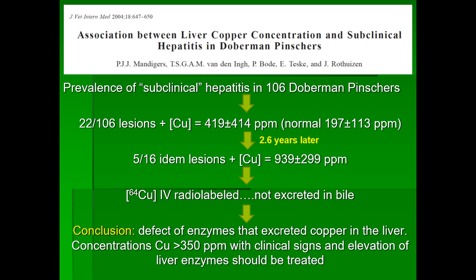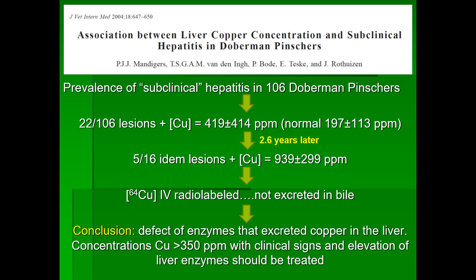After 2 years, 16 of those 22 dogs were available for follow-up and could be reassessed, and only 5 of the 16 had similar lesions, but the concentrations of copper in the liver had increased from 419 to 939 parts per million. They then injected radio-labeled copper and found that the animals could not excrete that radioactive copper. And the conclusion was that the animals had a defect of the enzymes involved in the excretion of copper.